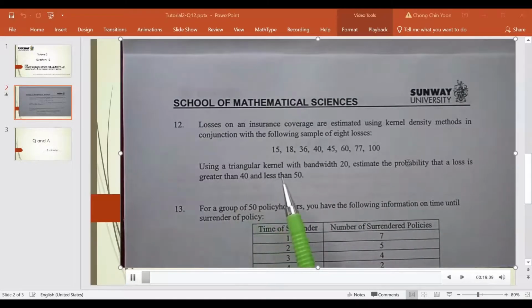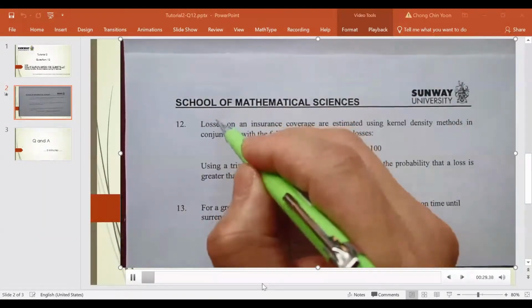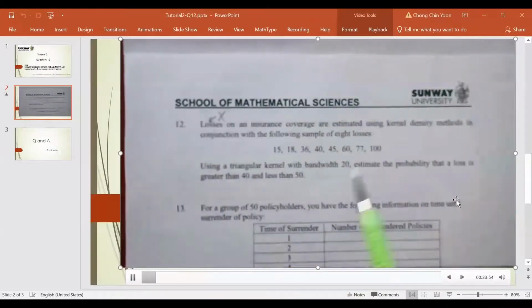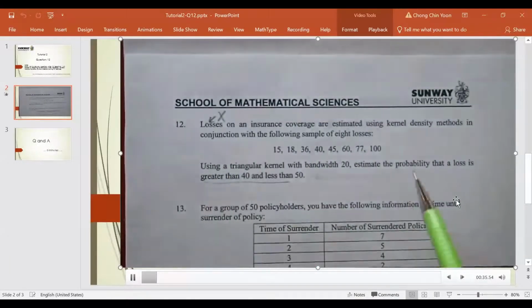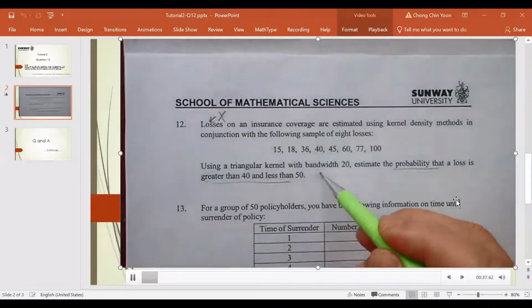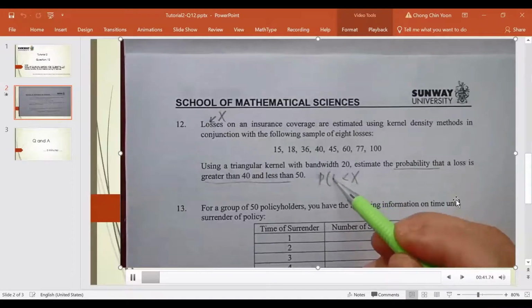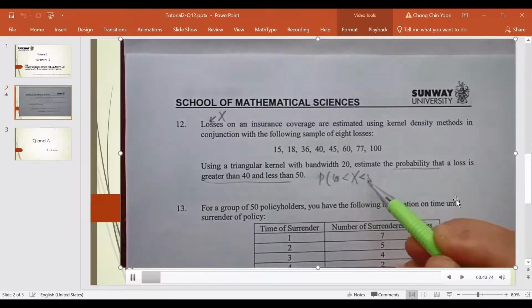Using a triangular kernel with bandwidth of 20, estimate the probability that a loss is greater than 40 and less than 50. First of all, we let this loss be the random variable X. So our aim is to find the probability that the loss is greater than 40 and less than 50.